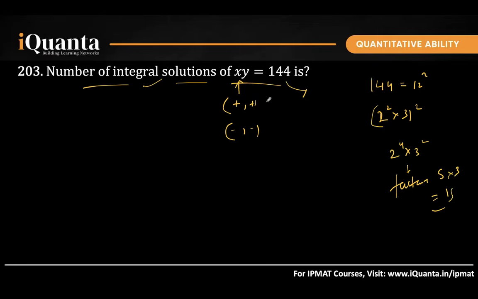So there'll be 15 positive factor pairs, but since we have to take negative ones into account as well, like minus 1 into minus 144, minus 12 into minus 12, so 15 more pairs will be there. Total 30 such integral pairs will be there. So you also have to count negative ones in integral solutions. If it says positive integral solutions, then you will only count the positive factor pairs. I hope this is clear.